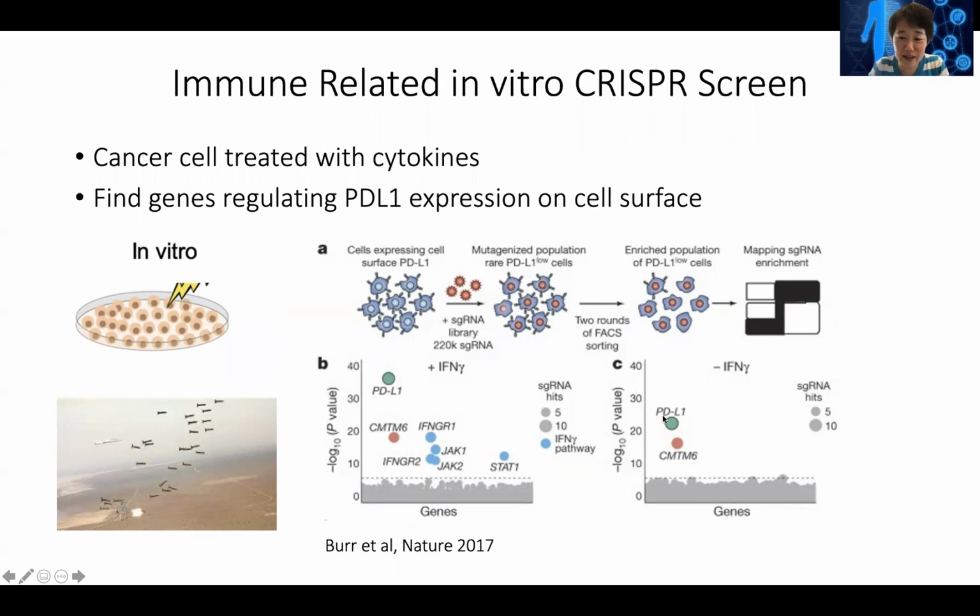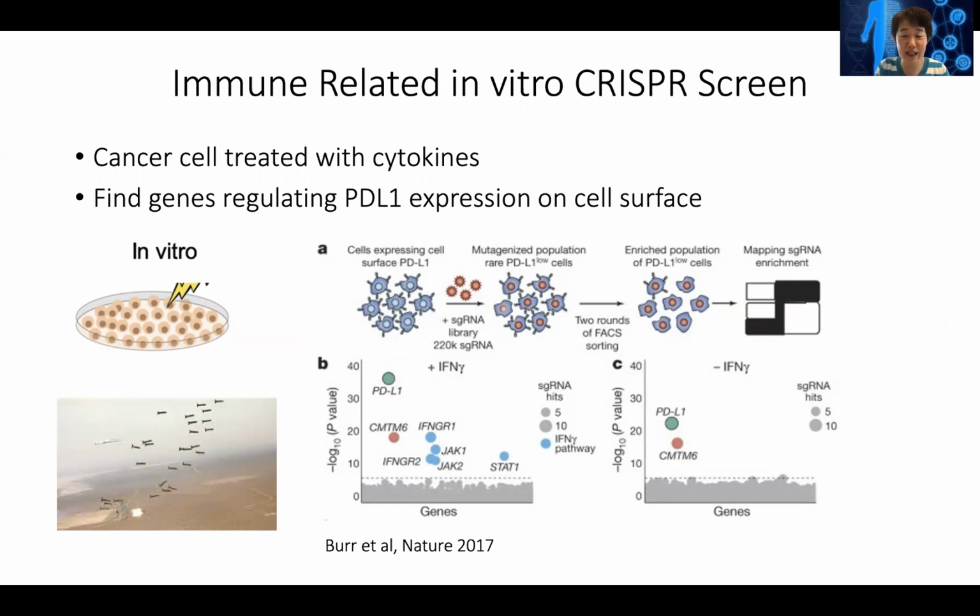But from this, they identified another gene. It seemed to be important whether or not there's interferon treatment. CMTM6. This is a cell membrane protein which helps to stabilize PD-L1 expression on the cell surface. And so if we knock out CMTM6, then PD-L1, even though it can be expressed, it can be put on the cell surface, it's not going to be stable on the cell surface.